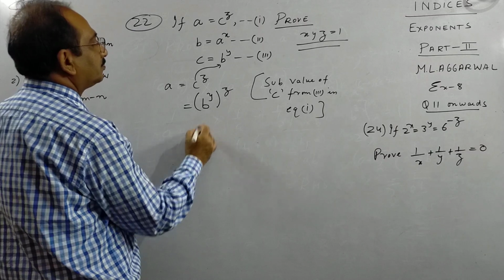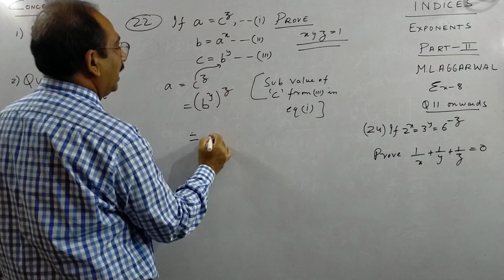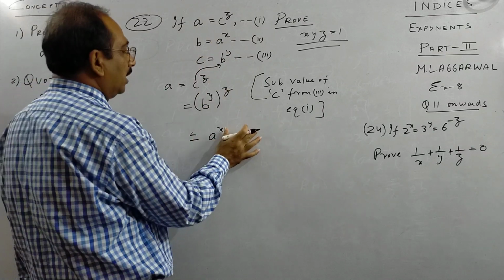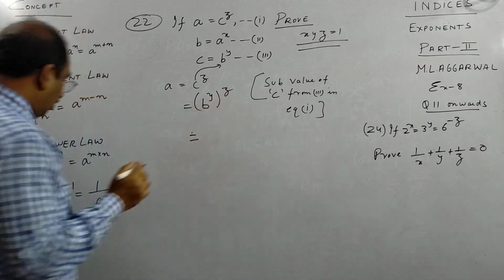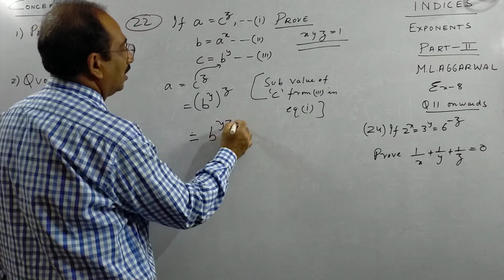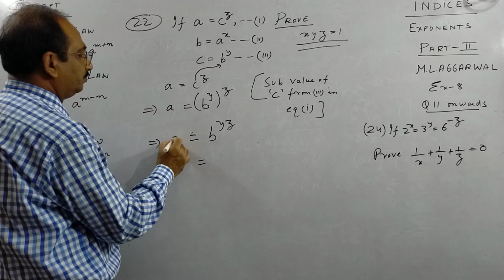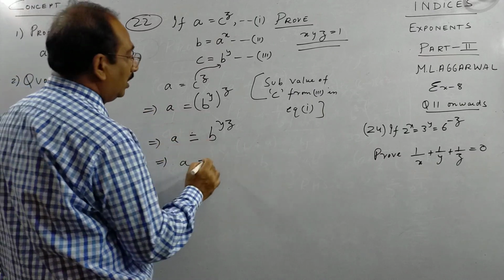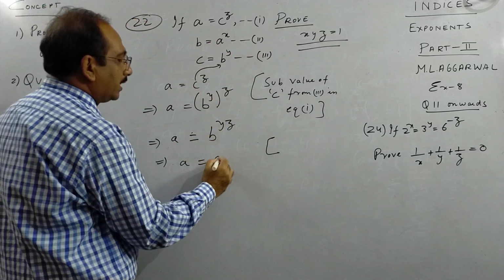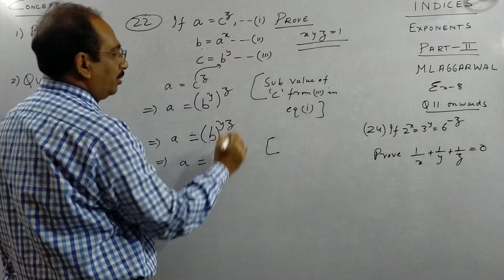Similarly, now b's value, here we write a to the power x. Before I do that, one small thing I'll do. See, power law. Power's power I multiply. Then next what we do, so this side is my a. So here in place of b, from equation 2 we get b is a to the power x.